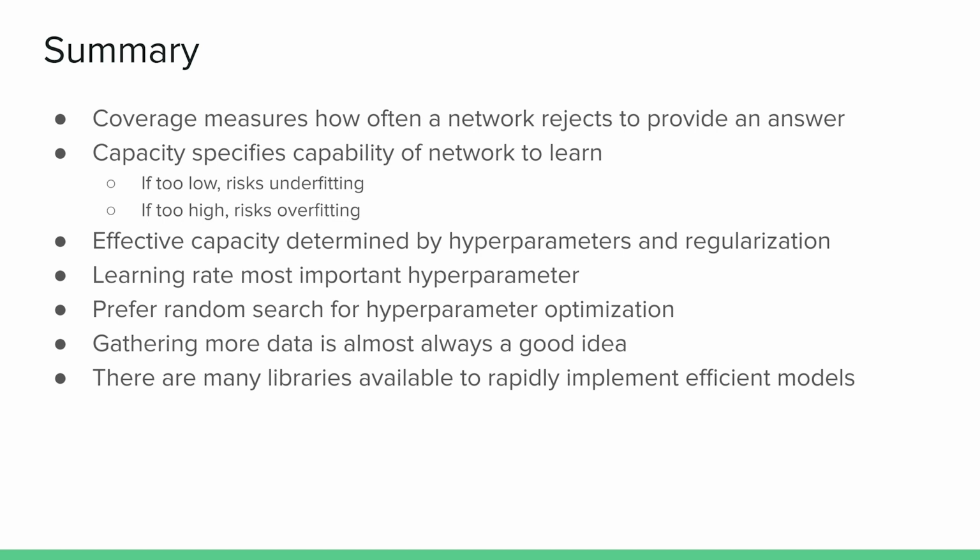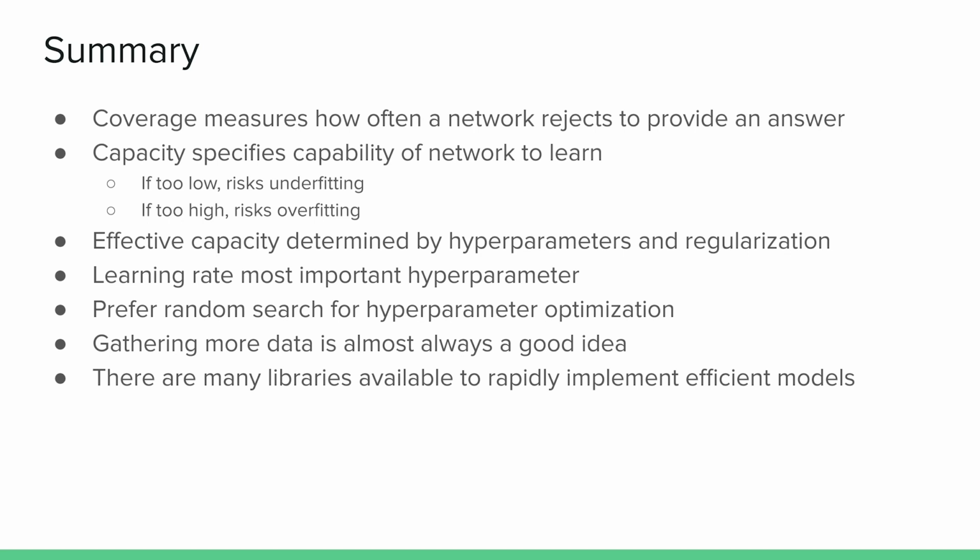The capacity specifies the capability of our network to learn arbitrary functions. If the capacity is too low, we risk underfitting, not being able to learn the underlying function. If it's too high, we risk overfitting, learning too sharp curves of our function and then not being able to generalize well to previously unseen data. The effective capacity of our neural network is determined by our hyperparameters, and we can tune these hyperparameters. If the capacity is too high, we can reduce it by adding regularization.